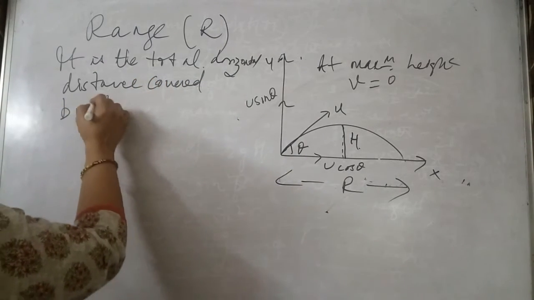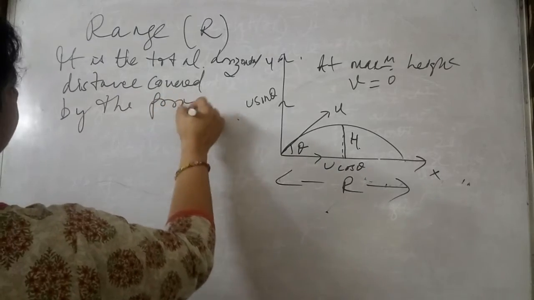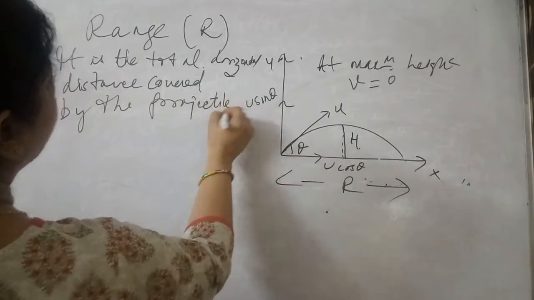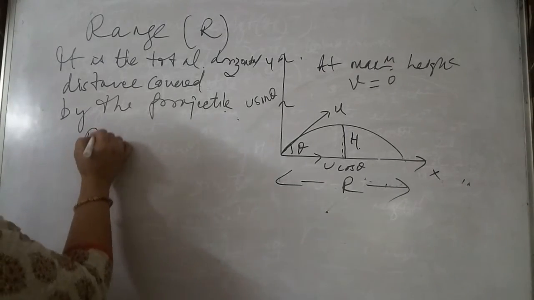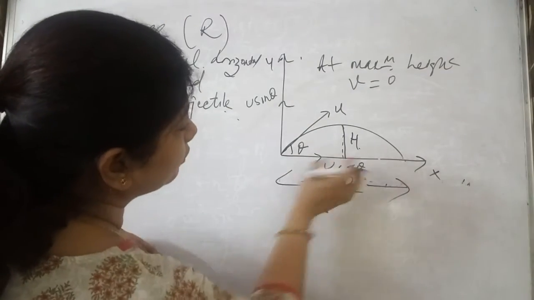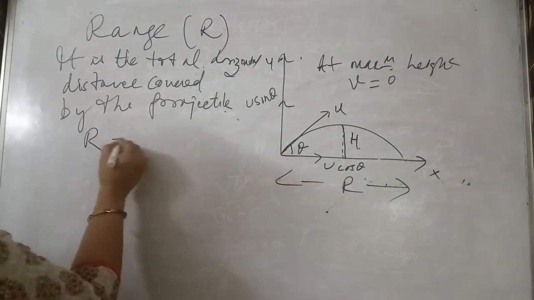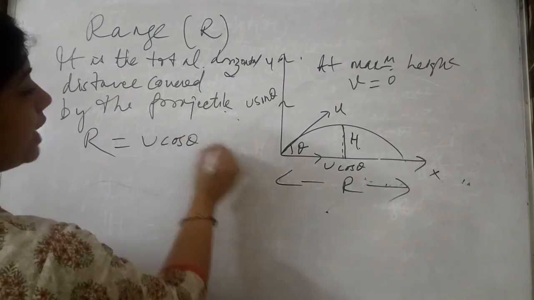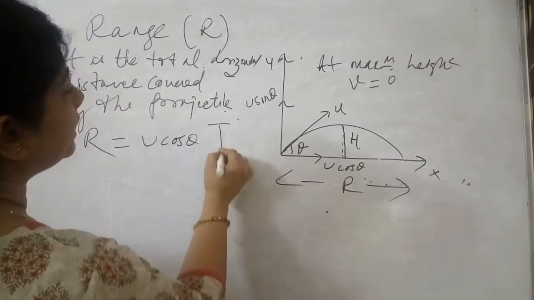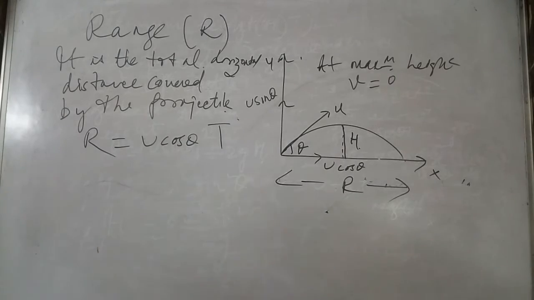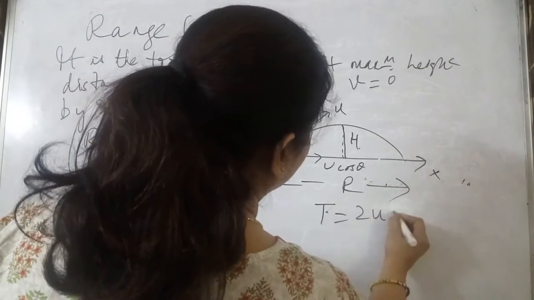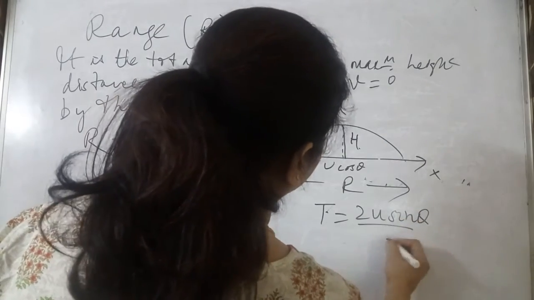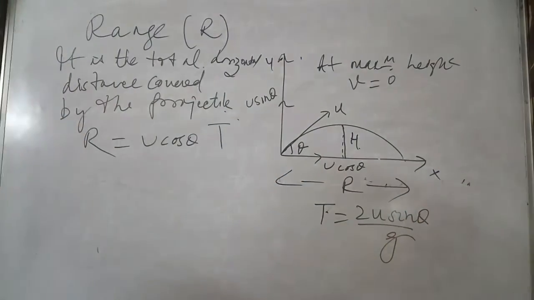So we are talking about the horizontal distance. In this case, if R is the horizontal distance, then what is the velocity along this? This is u cos theta. And what is the time? Just now we have seen capital T, the time of flight. And if you remember, just now we got the value of T as 2u sine theta by g. Isn't it? We got this relation.